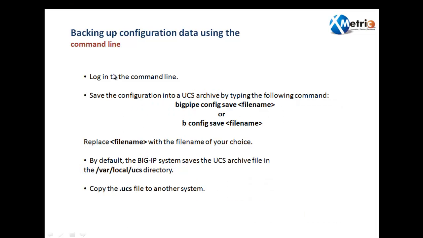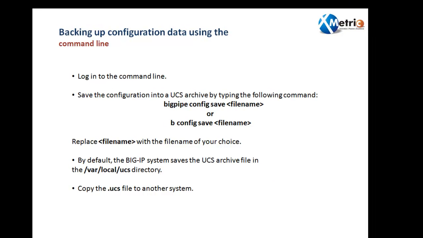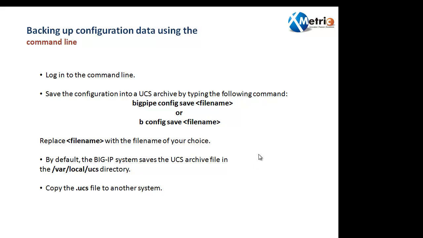Now let us see how to backup by using the command line utility. First log into the command line and you can give the command b pipe config save and the file name, or bigpipe config save and file name. This command will create a backup UCS file, and it will save the file again in the same directory /var/local/ucs. This UCS file through the command line you can copy to another system by using a program SCP, secure copy, or PSCP, or by using FTP.